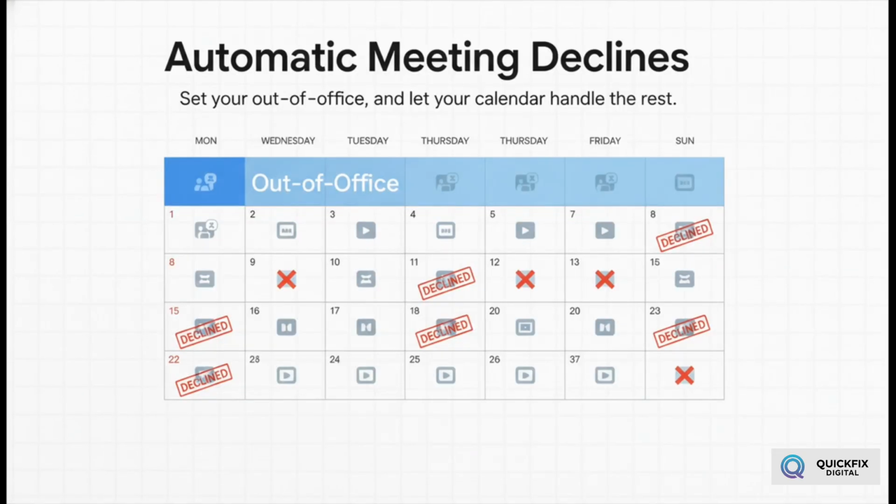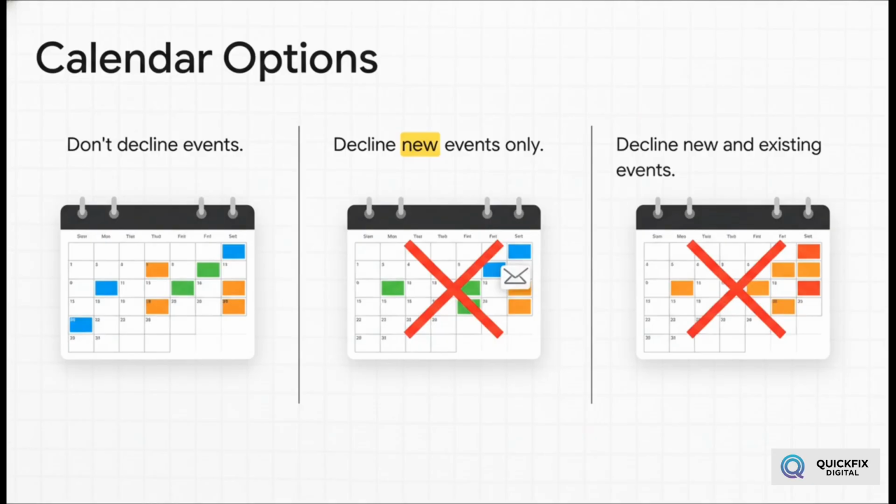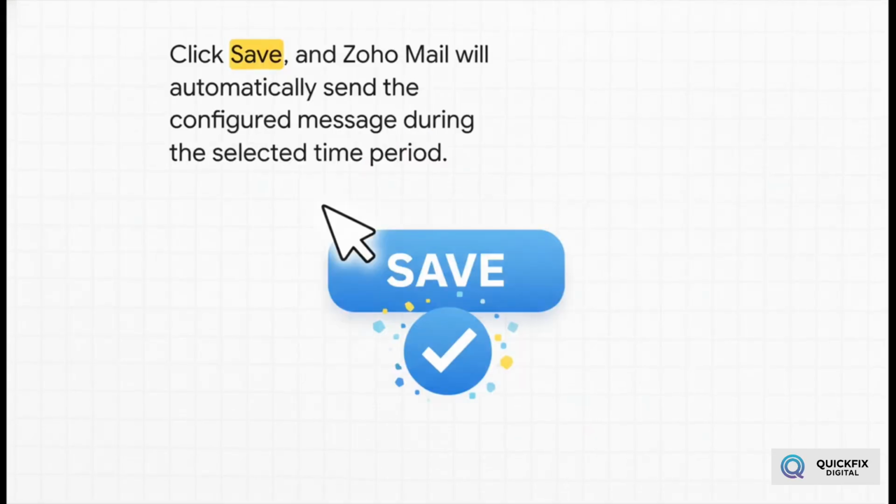And what about your calendar? Yep, you can have Zoho automatically decline events for you. You can tell it to decline new events or even existing ones, clearing your schedule completely. And that's pretty much it. Just hit that save button and you are all set.